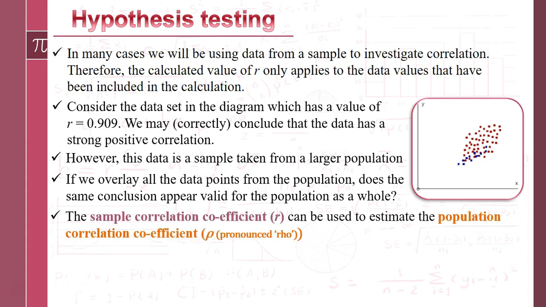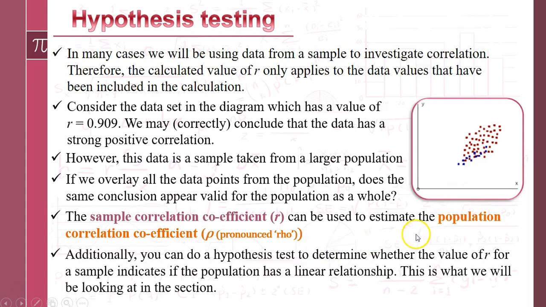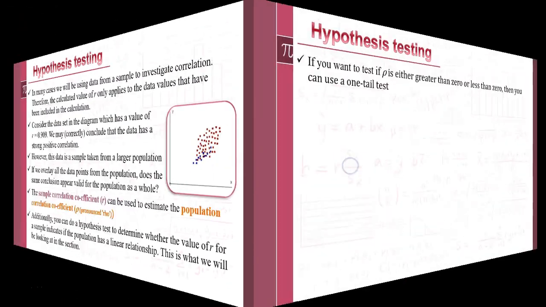As it turns out, the sample correlation coefficient, R, can be used as an estimator for the population correlation coefficient, which is this Greek symbol here, which looks like a P, but bizarrely is pronounced rho. So we can use this idea to do a hypothesis test to determine whether the value of R for a sample indicates whether the population as a whole has a linear relationship. Now, there's a whole world of stats going on behind this that you don't need to worry about. It gets slightly complex, but as long as you understand how to do the test and interpret it, then that is more than good enough. So that's what we're going to go through now.